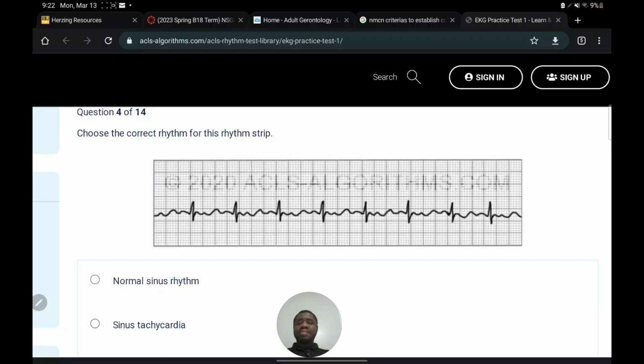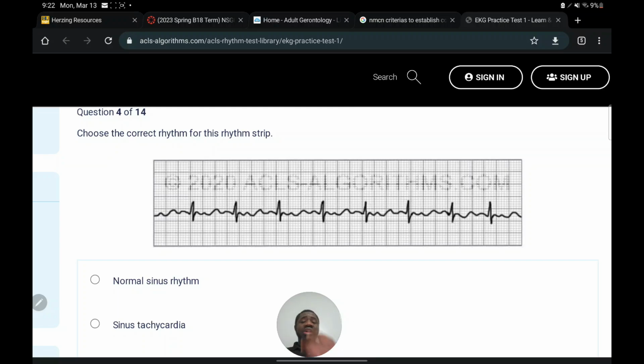We can see that from this hour to another hour, the distance usually looks the same compared to other distances. So you can see that the rhythm here is regular.